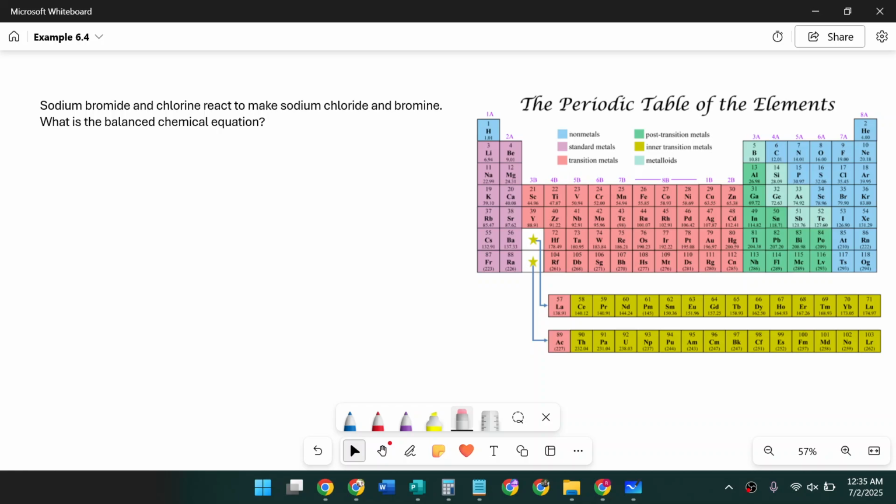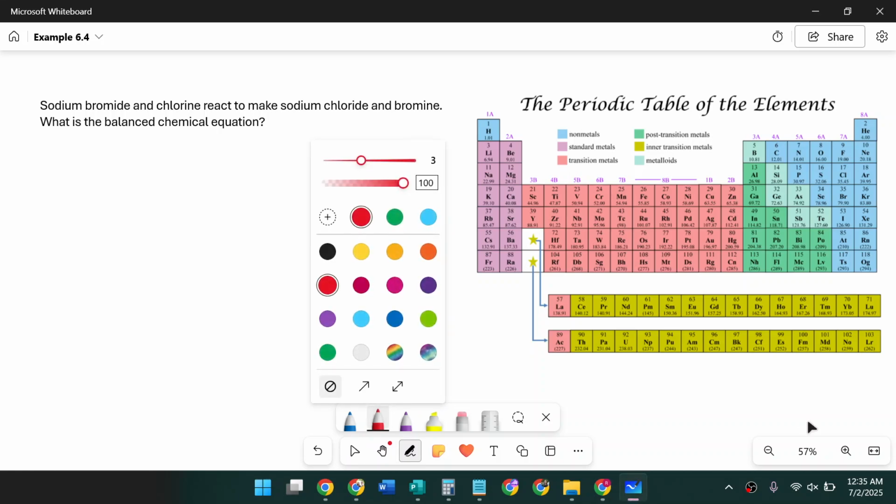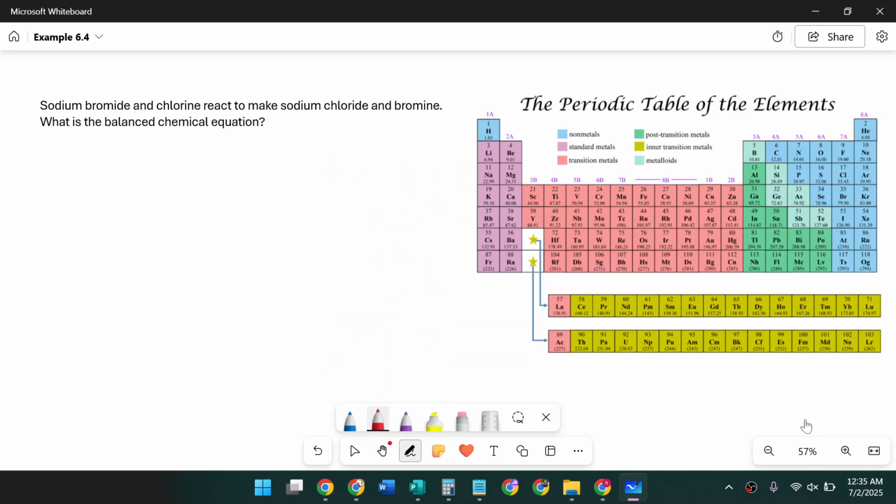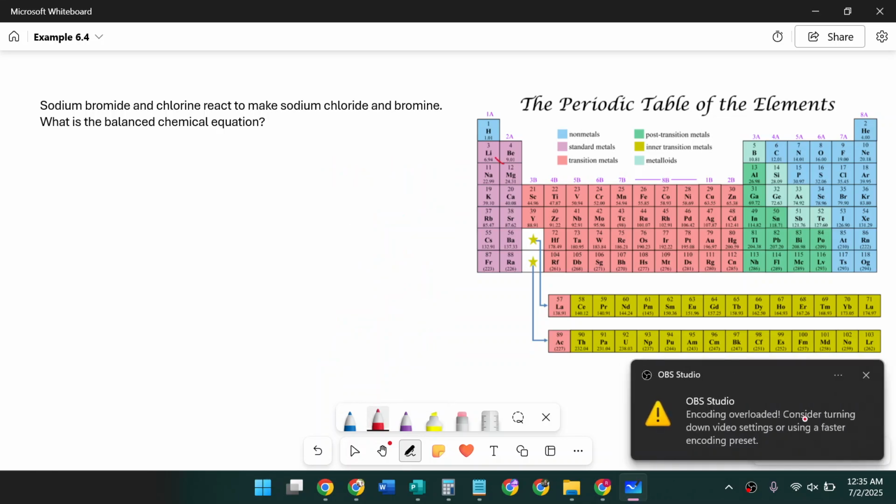This is example 6.4 from Discovering Design with Chemistry. Sodium bromide and chlorine react to make sodium chloride and bromine. What is the balanced chemical equation? So first let's notice where on the chart we have those different elements. So here's sodium and here's bromine.